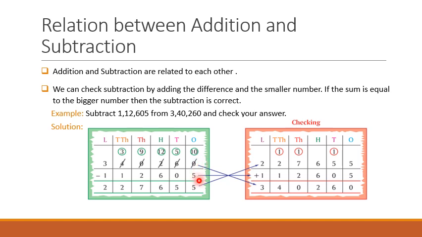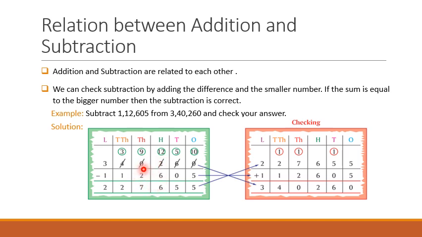So 0 minus 5, it's not possible. So don't get confused. 0 is always smaller than any number. So 0 minus 5 is not possible. That's why we have to take a borrow. So taking a borrow from this 6 makes it 5 and this 0 becomes 10. 10 minus 5 will give me 5. 5 minus 0, again 5. Now 2 minus 6, not possible. So take a borrow. This will make it 12.